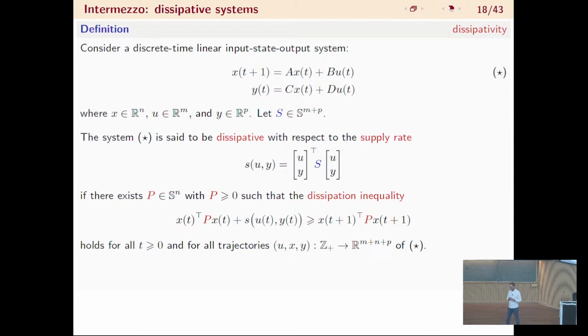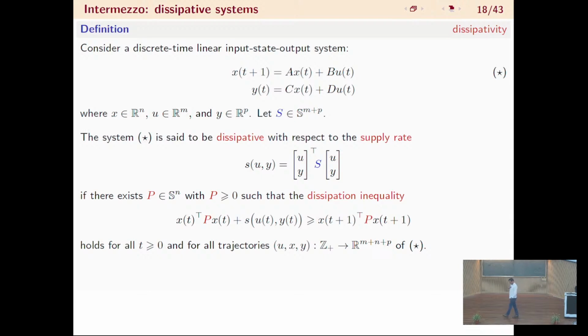And typically, power and energy correspond to quadratic quantities in terms of variables. And there is also the dissipation inequality here. What does this mean? Well, this is basically an abstraction of what we know from physics. No system generates free energy.